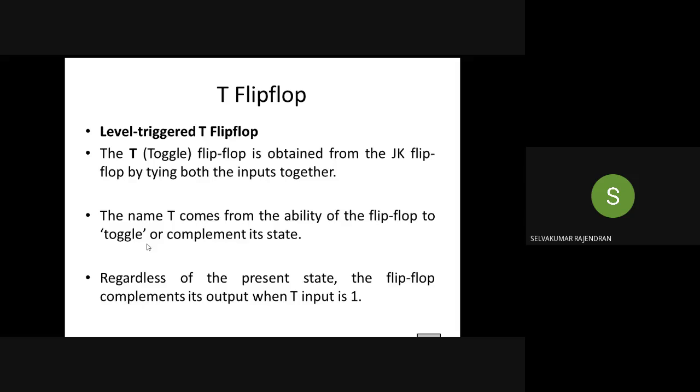Okay, so when you are applying T equal to 1, that 1 will be applied on both the inputs J and K. Then what will happen? It continuously toggles its outputs. When T equal to 0, the output goes to memory state. So there are two possibilities. When both J and K get 0, 0, the flip-flop goes to memory state. When you are applying T equal to 1, it goes to toggle state, that is the complement condition. The previous state output continuously toggles, continuously complements.